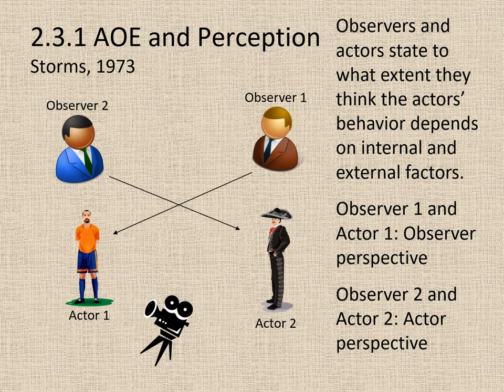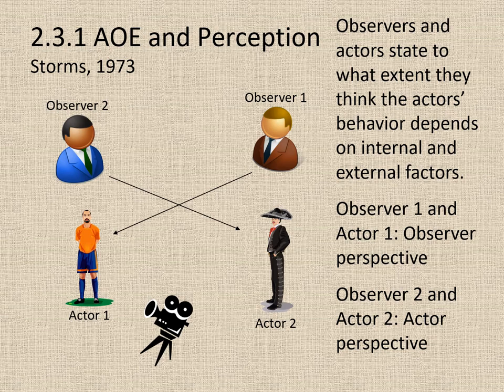So we have subjects grouped into groups of four. Two of these persons are actors. They are having a get-to-know-each-other conversation. And while they do this, they are observed, one observer for each actor. Also, one of the actors is videotaped while they are having this conversation.